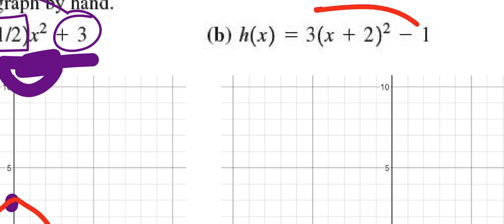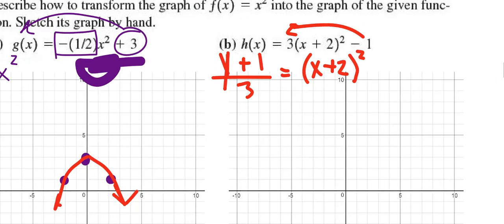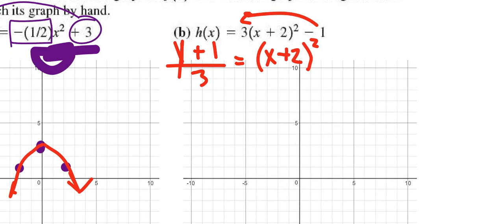So, moving on over. We got y plus 1 over 3, and on the other side we got x plus 2 quantity squared. Okay? Where's the vertex on this thing? Negative 2. Alright, where's the vertex? It's at negative 2 what? Not at negative 2, 0. This has a vertical shift. Which way? Up 1 or down 1? Down 1. Right. So, negative 2, negative 1.